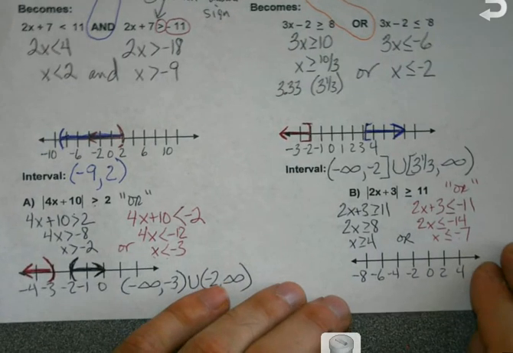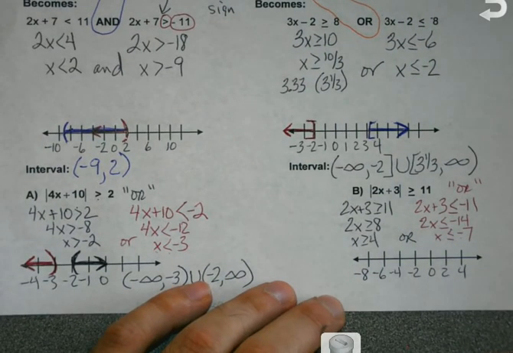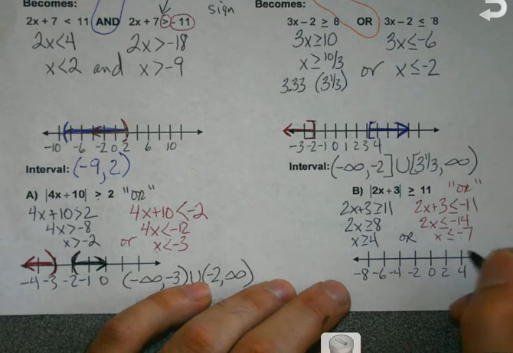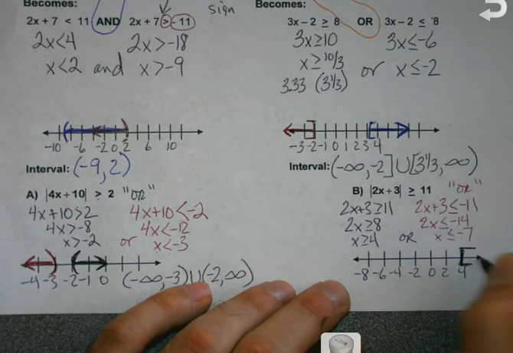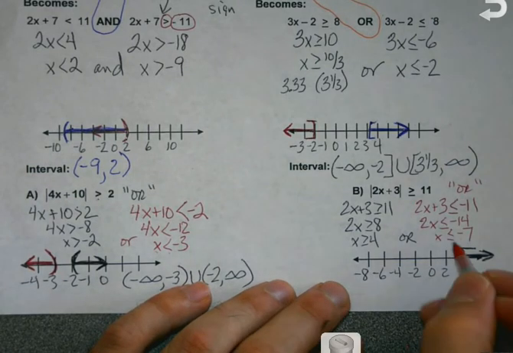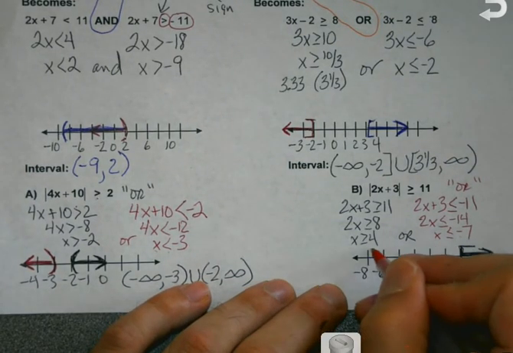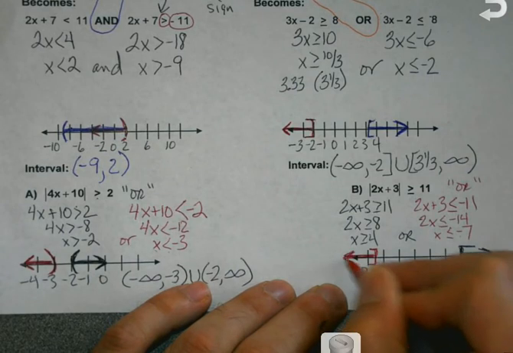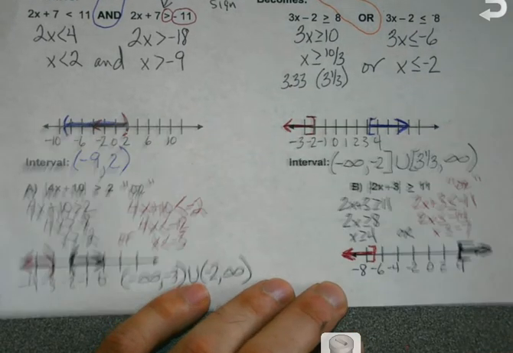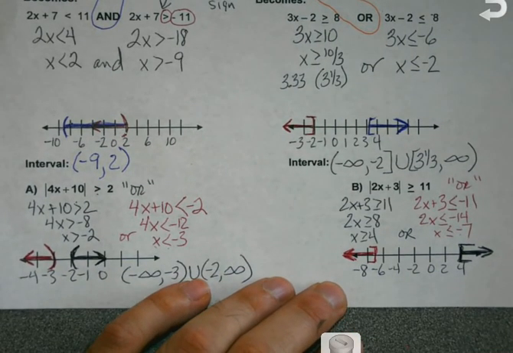Count by 2's this time. Make it fit a little nicer for me. And I go, okay. Greater than 4. Looks good. Less than or equal to negative 7. Looks good. Looks good all around.